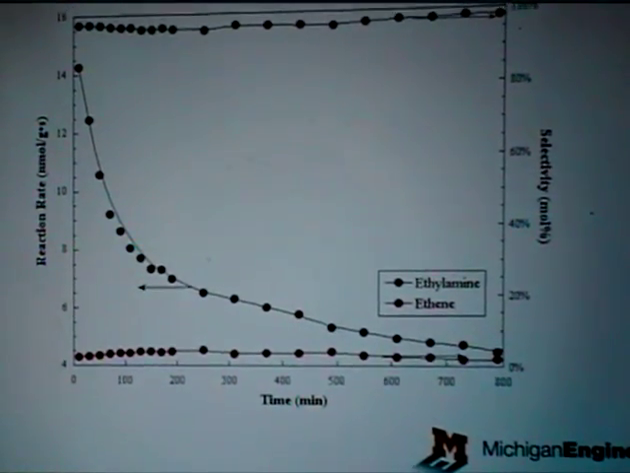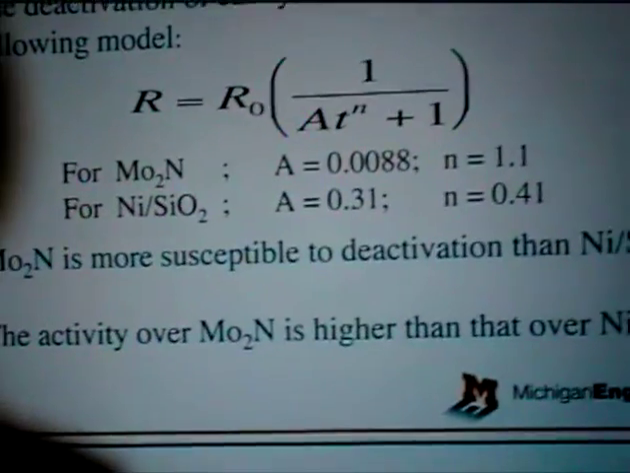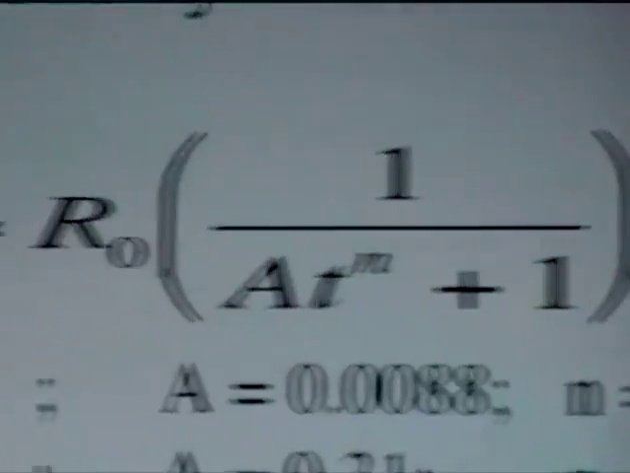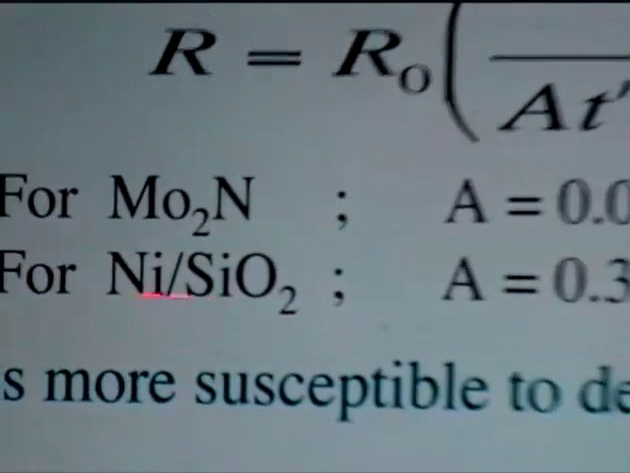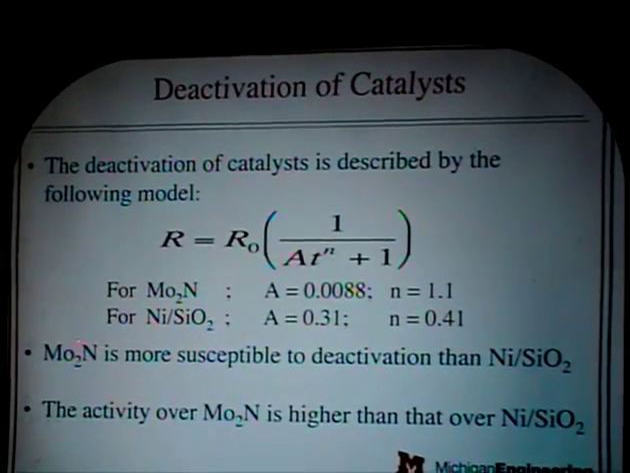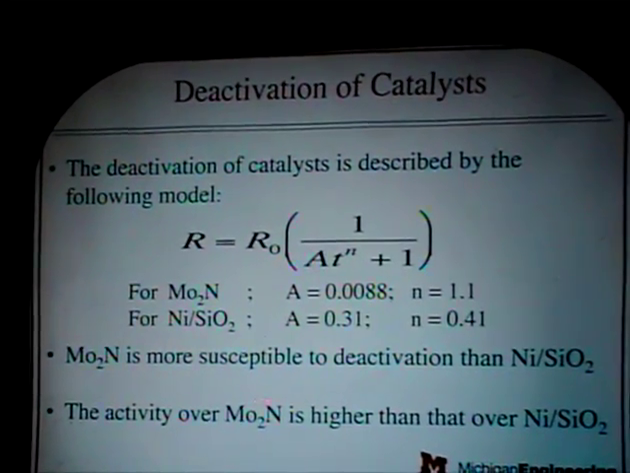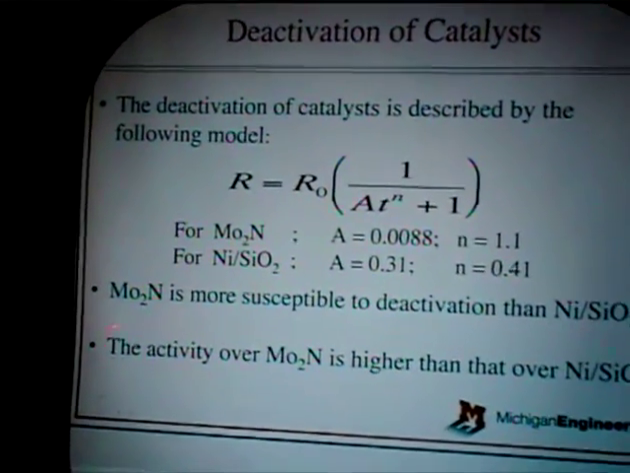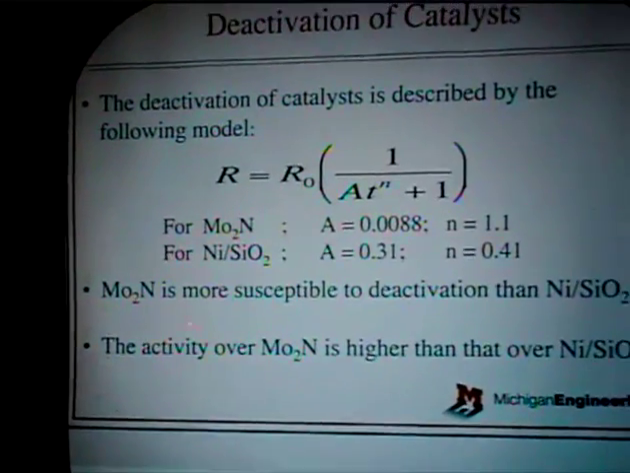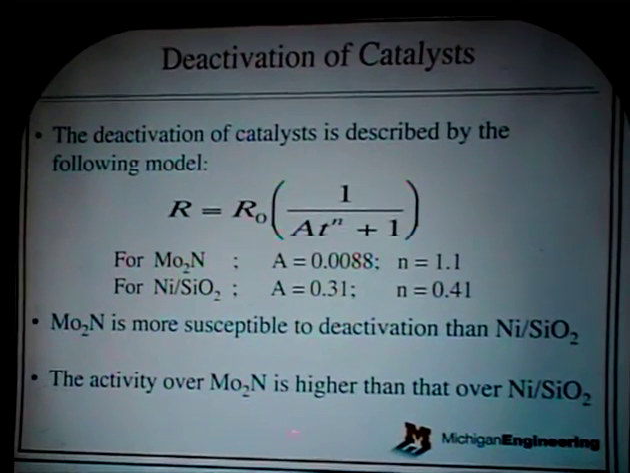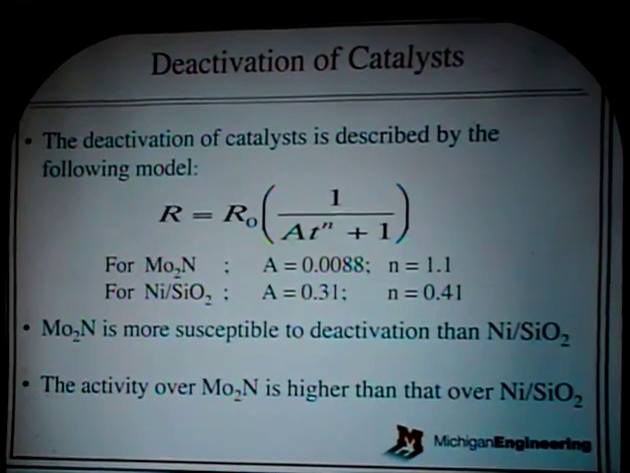Now, we have modeled this data with a deactivation model, the power law model, and what we find is that the order of deactivation for molybdenite is higher, 1.1, as compared to nickel on silica, which is about 0.41. This indicates that molybdenite is more susceptible to deactivation as compared to the 10% nickel on silica. However, the activity, and as you'll see later on, the selectivity for ethylamine is much higher for molybdenite as compared to 10% nickel on silica.